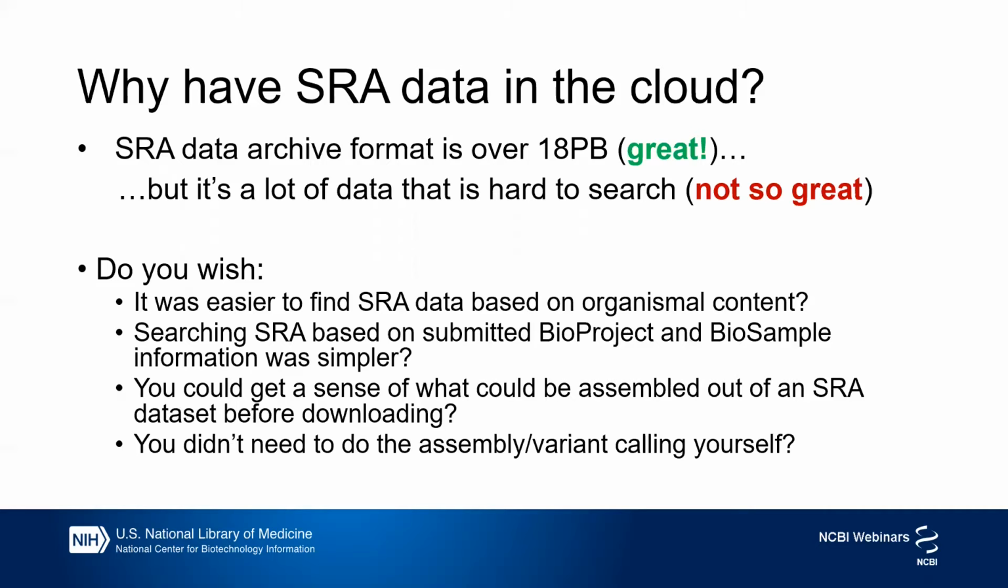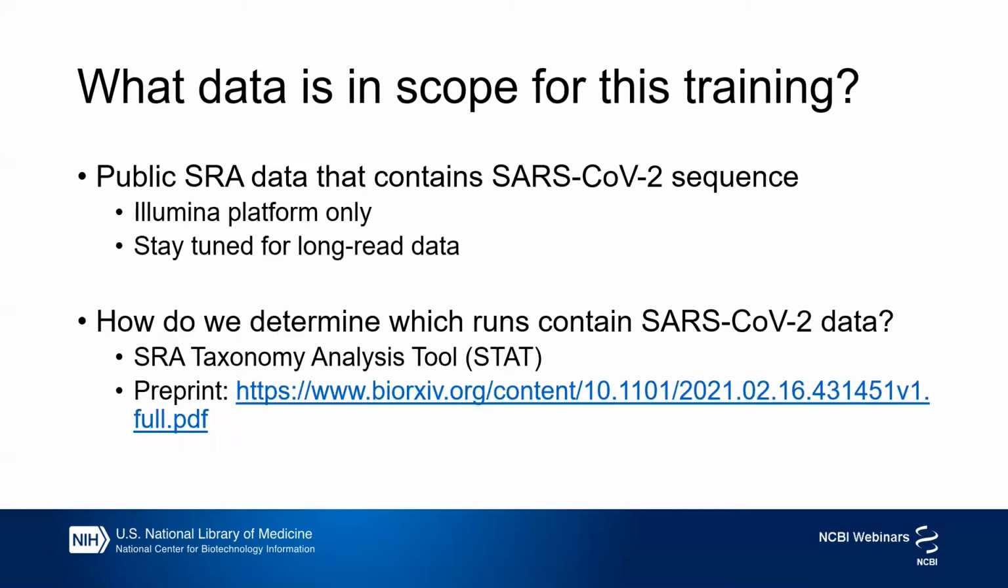And so we've heard users say things like, I wish it was easier to find SRA data based on the organismal contents of the reads, or I just wish it was easier to search SRA based on the submitted project and sample data. Like doing that in Entrez can be tough sometimes. Or I wish I could get a sense of what could be assembled out of an SRA data set before downloading it and putting that effort in. What if there was some kind of shortcut towards assembly and variant calling? And so the data we've made available is kind of a direct response to these wishes and requests.